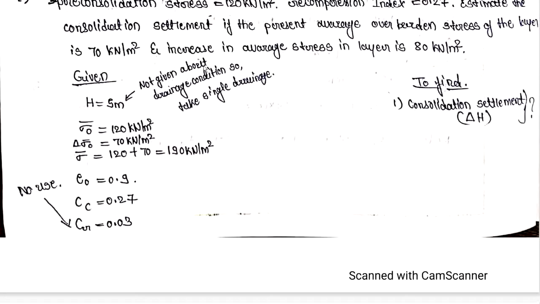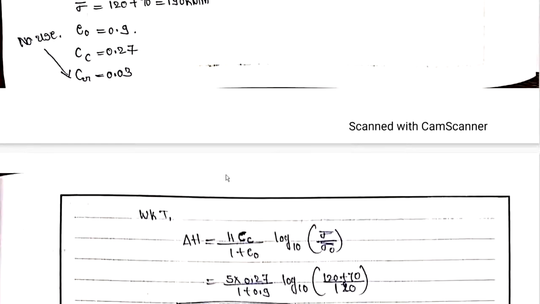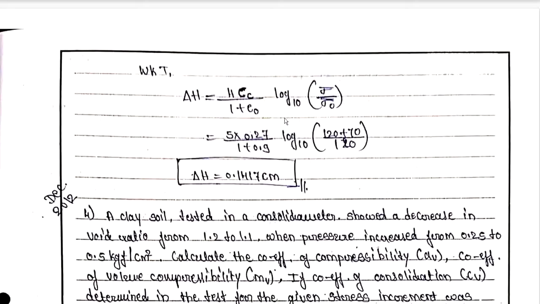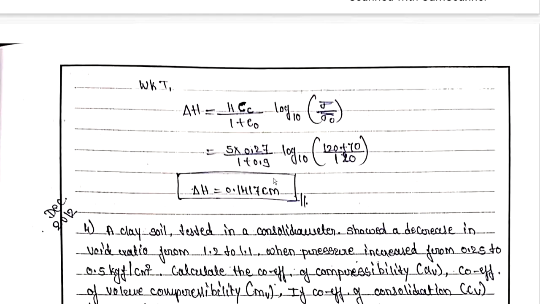The drainage condition is not given, so we have taken it as single drainage, so H will remain as 5 meter only. Now I have substituted all the quantities in the formula and I have got the answer in centimeters.